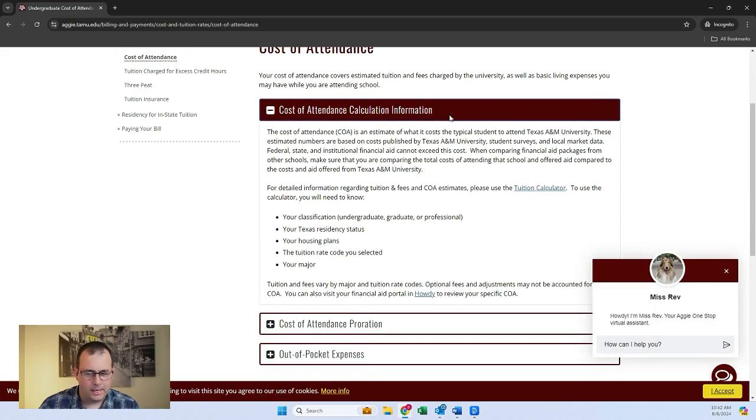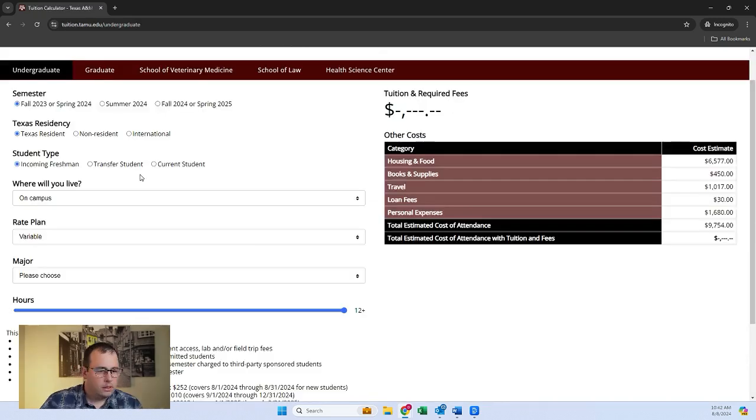information. And here, A&M has a page where it tells you about how you can figure out what the cost of attendance is, what all's included. But what we want is this tuition calculator. So here you can see the different settings that are available to you. This is a good place to go if you're looking at different schools and want to figure out how much the school is going to cost. The tuition calculator is what you're looking for.